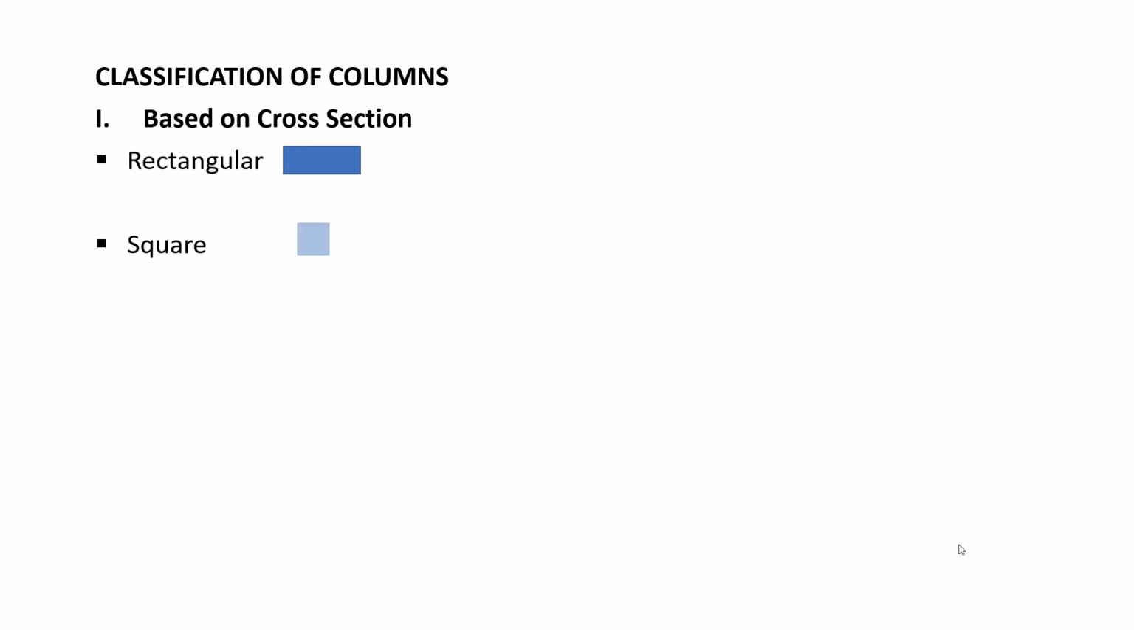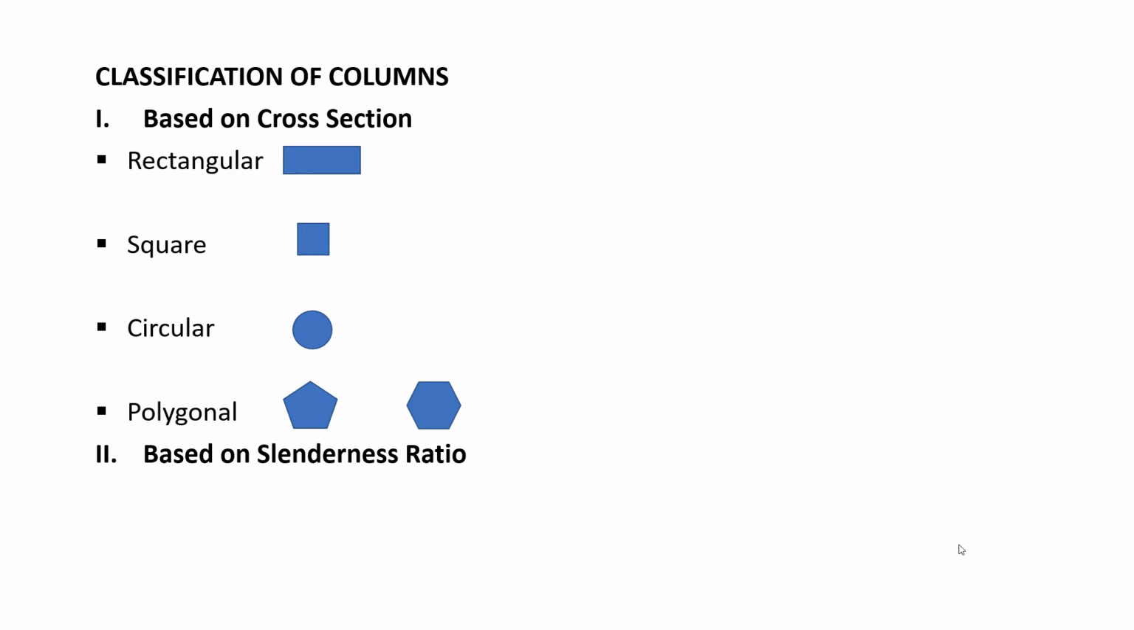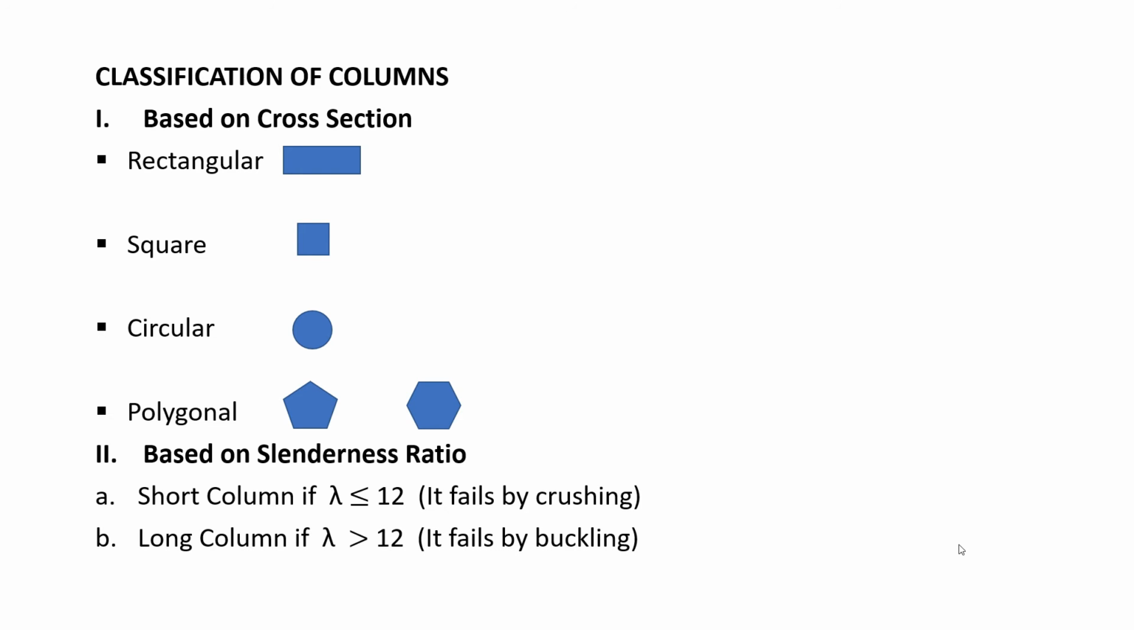Next is the classification of the columns. Based on the cross section of the column, that is, based on the shape of the column, I will classify the column as rectangular, square, circular or polygonal based on the architectural requirements. Next classification is based on the slenderness ratio. If my slenderness ratio is less than or equal to 12, then I will call the column a short column, and if it is more than 12, then I will call it a long column. Generally the short column will fail by crushing and the long column will fail by buckling.